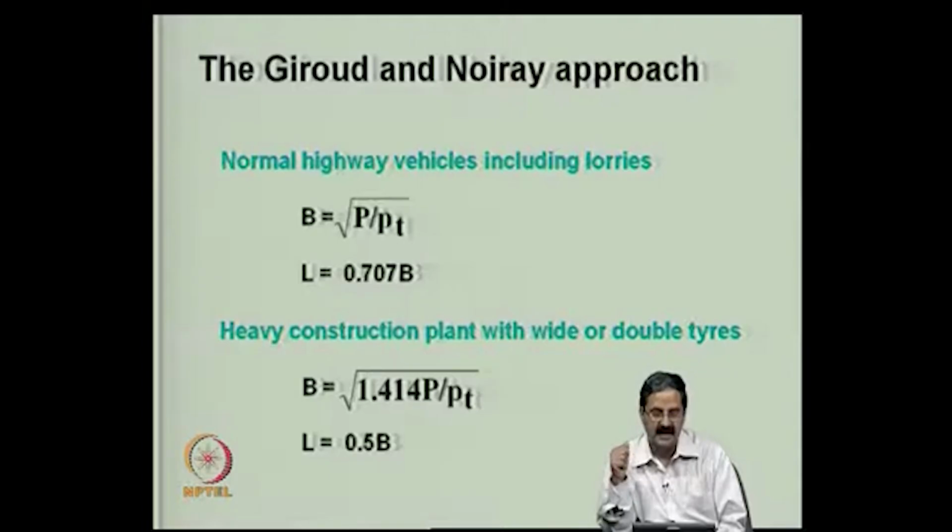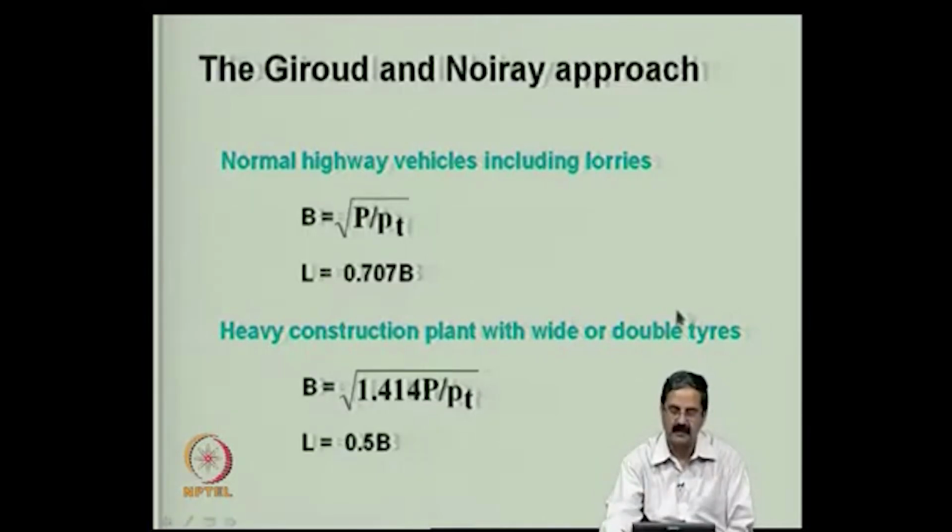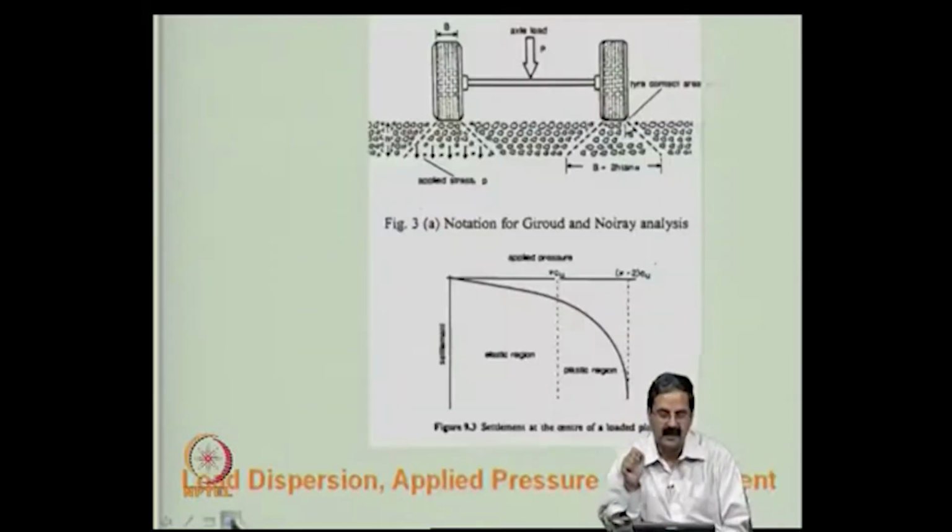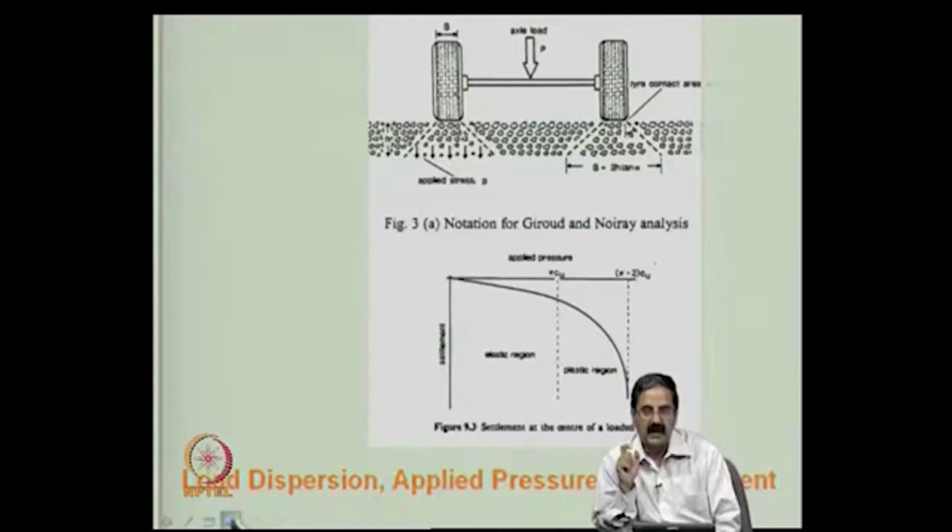The second thing is that suppose you have high construction equipment, definitely you have wide or double tires, B you can write in this form, B equal to the square root of 1.5, it is a little bigger, times P by Pt, and L equal to 0.5 B. Okay. So, this is another approach that they have proposed.